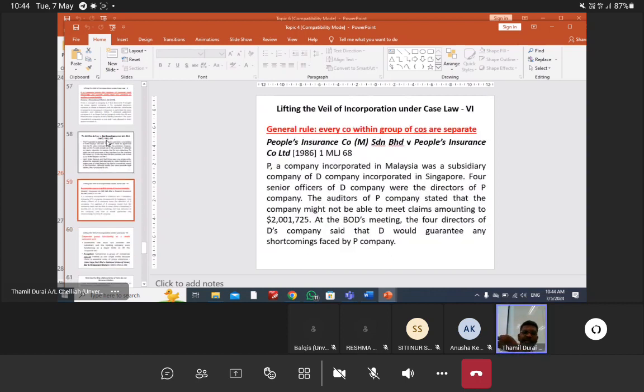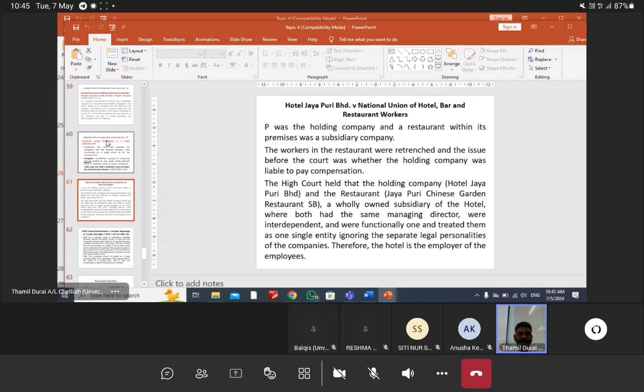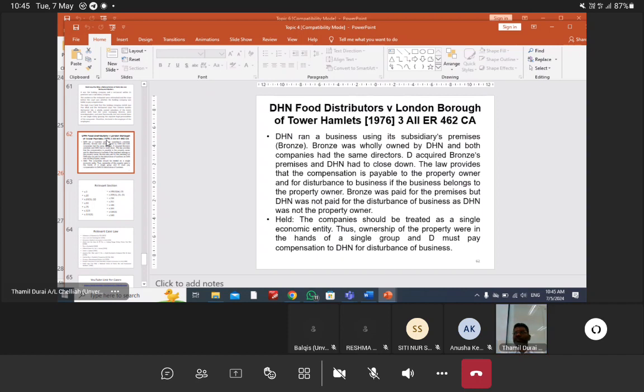Every company in a group of companies is separate. If you see companies that are clones, that means the exact directorship and share ownership in the same company, which is a subsidiary, that is never considered as a separate entity, that is a single unit. Again, the court will lift the corporate veil. So the group functions as a single economic unit. Case famous for that is Hotel Jaya Puri. Right, up till that.